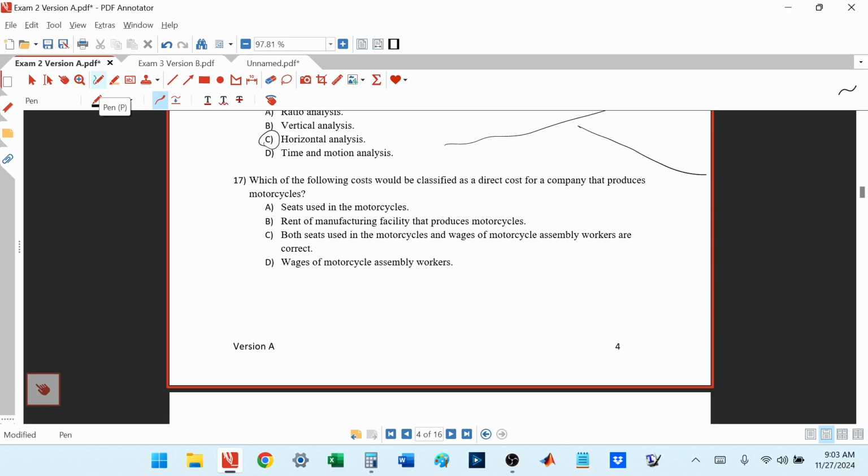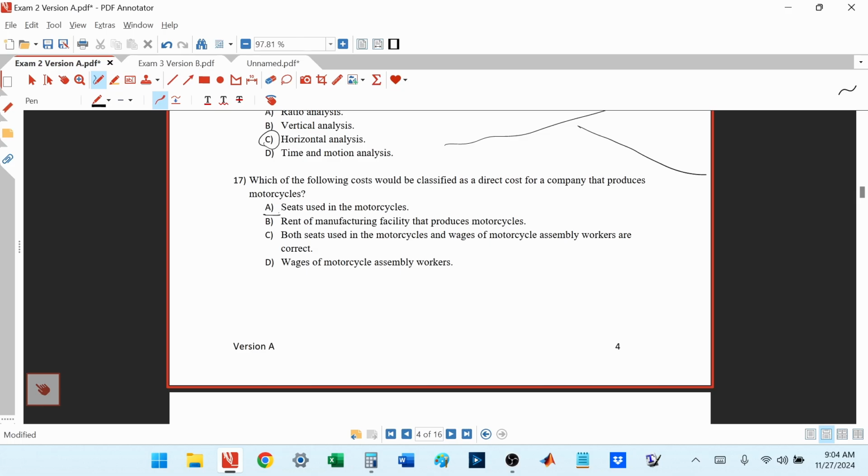17, direct cost. What is a direct cost for a company that produces motorcycles? Well, seats used in the motorcycles is definitely a direct cost, because we can directly trace the cost of those seats to each motorcycle. Like we know exactly for a given motorcycle how much we paid for the seat, assuming we bought the seat from a supplier. Rent of the manufacturing facility that produces motorcycles, that is not a direct cost. It's a product cost, but it's part of manufacturing overhead, so it's an indirect cost. We can't figure out what portion of the rent for the facility this month was paid to produce a certain given motorcycle. It's not directly traceable.